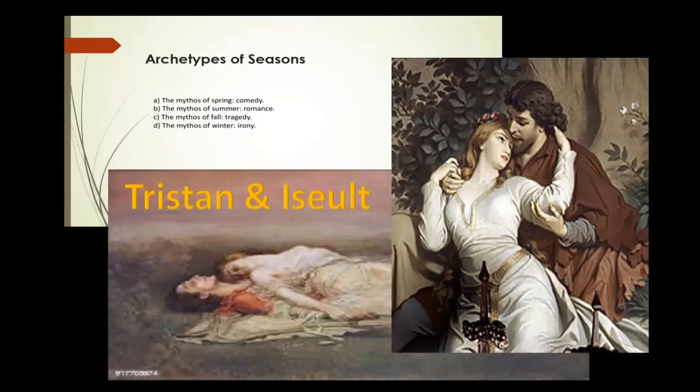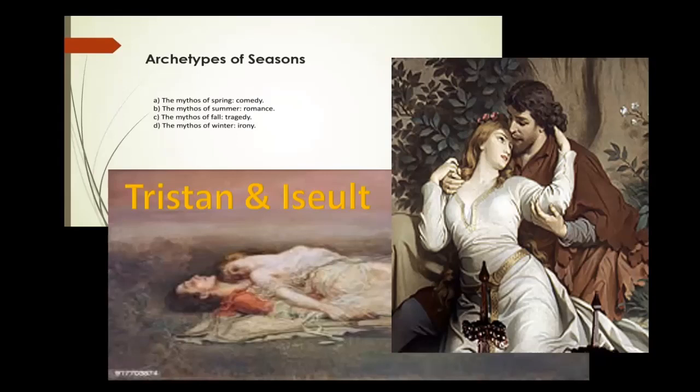So during the course of the myth, we have the mythos of summer, the summer setting. That is the time when they had this torrid romance. And then when it's time to have the tragedy, that's when everybody finds out about the forbidden affair, and the king banished Tristan and Isolde out of the kingdom. That's the mythos of fall, okay? Explaining the tragic outcome of the forbidden affair.